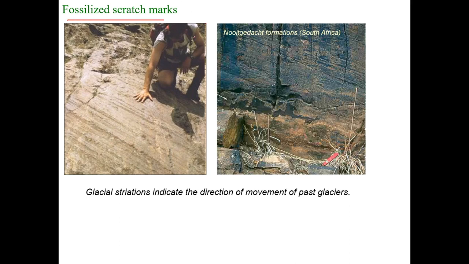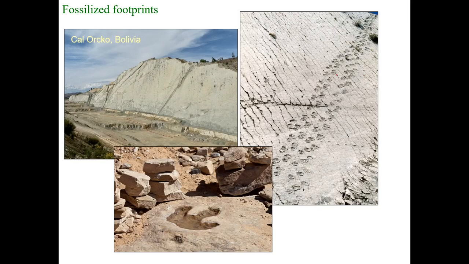Fossilized scratch marks from glacial movements. Like I said, all glaciers flow, and as they flow over the surface, they scratch and abrade the surface and leave scratch marks. You can see the scratch marks left here, all those scour marks. That gives us the paleo direction, the old direction of glacial movements in that area. It's pretty cool. You can even figure out what direction the ice was moving during that time.